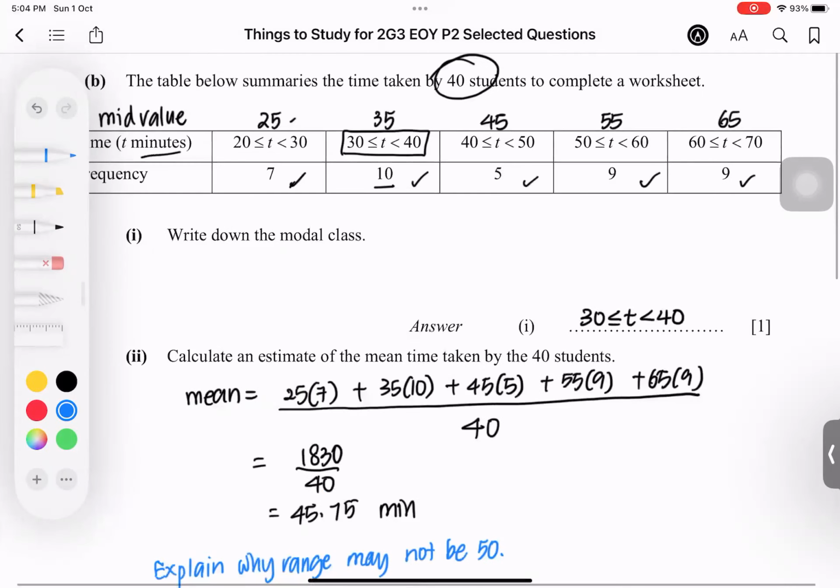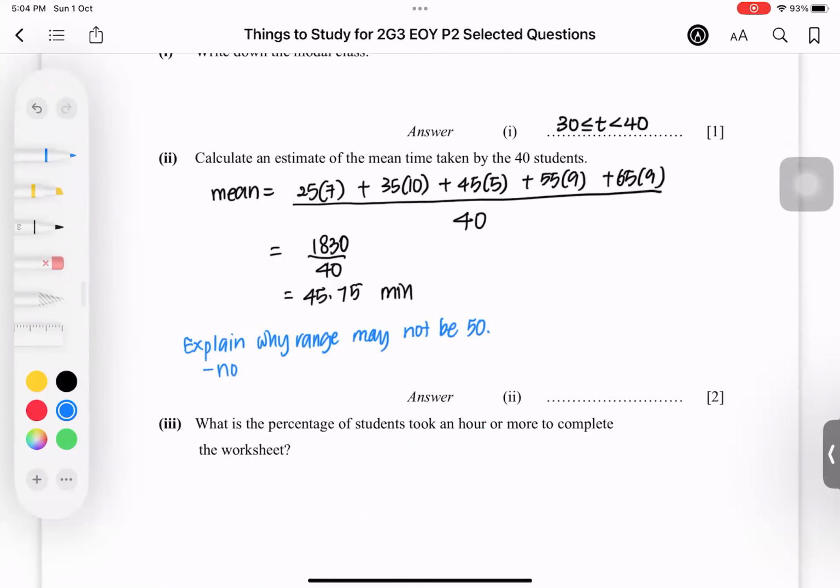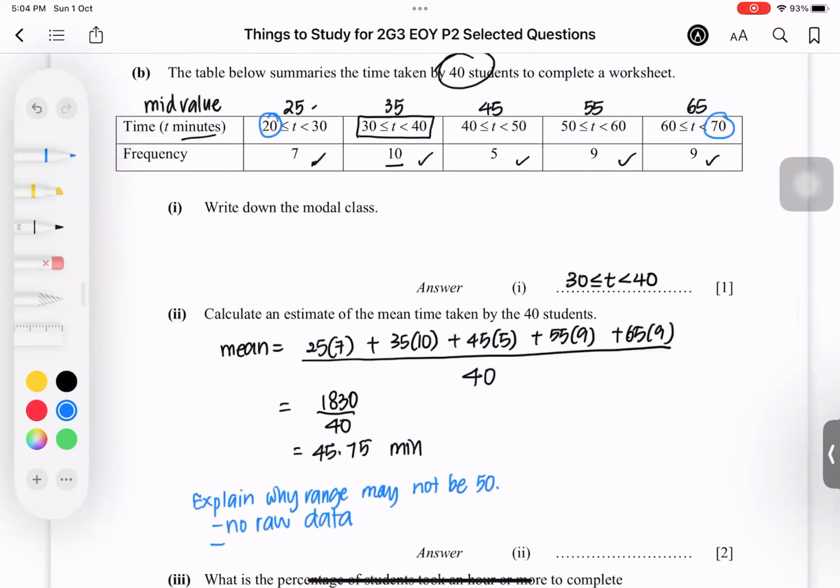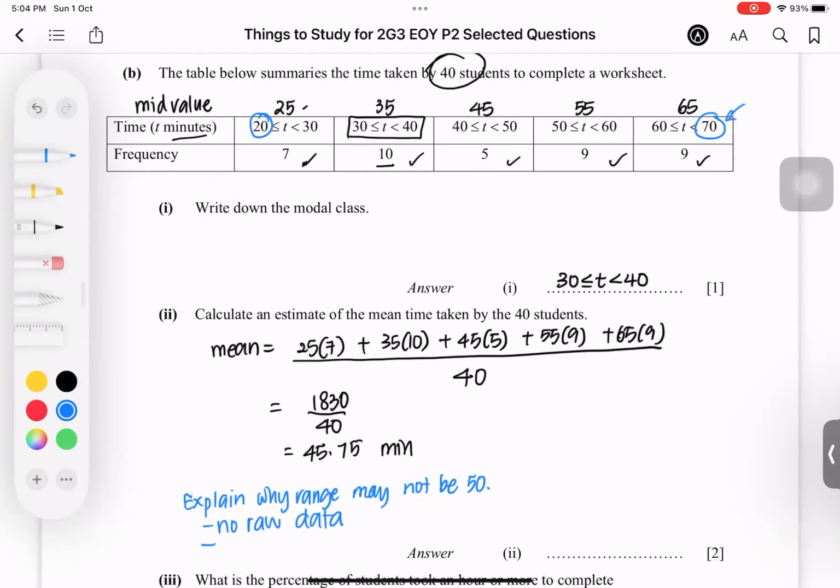Now, normally if I find the range, we take the largest number minus the smallest number. So 70 minus 20 will give you 50, right? But in this case, because we do not know the actual data, there is no raw data, that doesn't suffice. You have to explain why. The largest value may not be 70, maybe it's 69, maybe it's 65 or 62, correct? Then our smallest value may also not be 20. It could be more than that, maybe like 21, 22, all the way until 30 and so on.